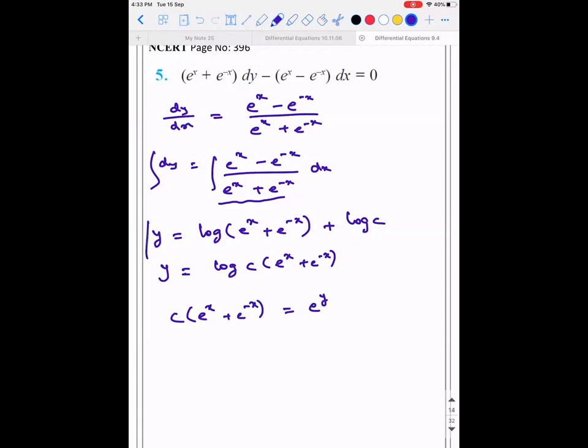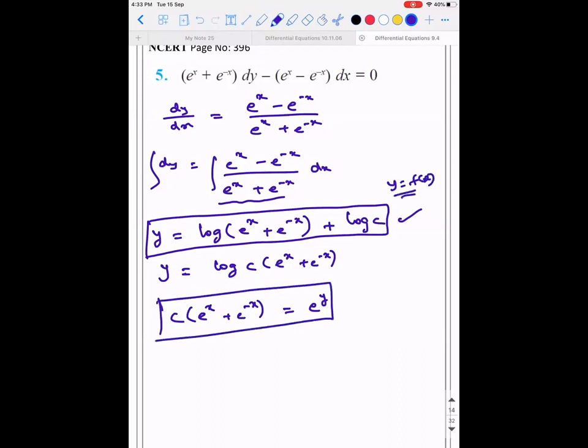You can actually leave it with this also. So this is also the right answer because we have written it in the form of y is equal to f of x. You can leave it with this, or you can write it in this form. This is going to be in the form of an implicit function.